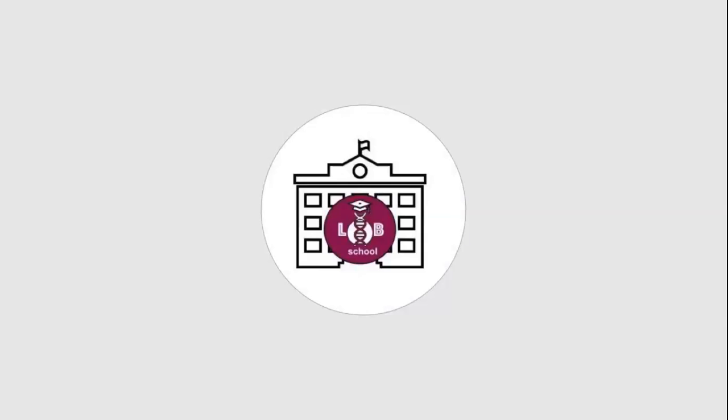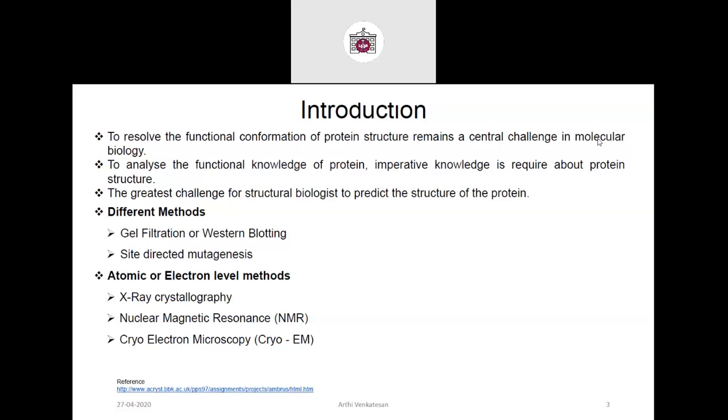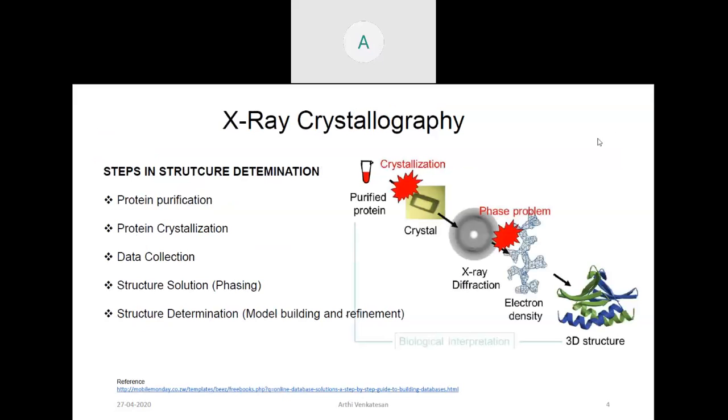Okay. So coming to the X-ray crystallographic method, there are some steps involved in the structure determination, right? For example, you will purify the protein, crystallize the protein, and collect the data. Once you have collected the data, you will go for structure solution, that is called phasing. After that, you go for model building and model refinement. Here you can also check the electron density map.